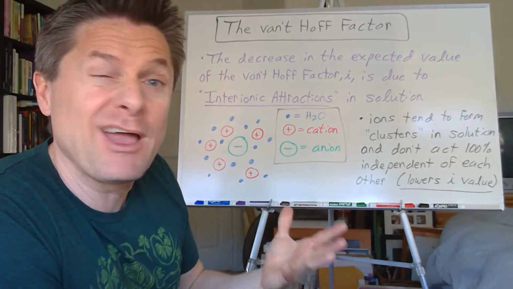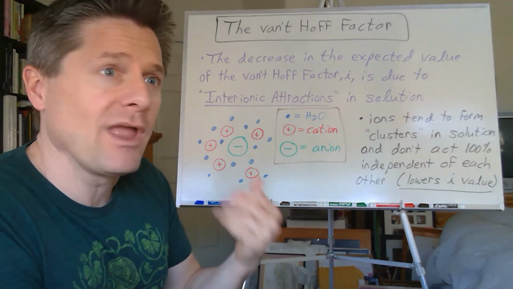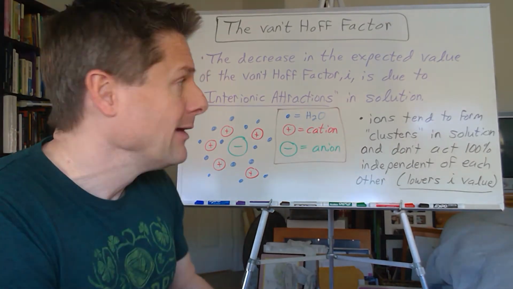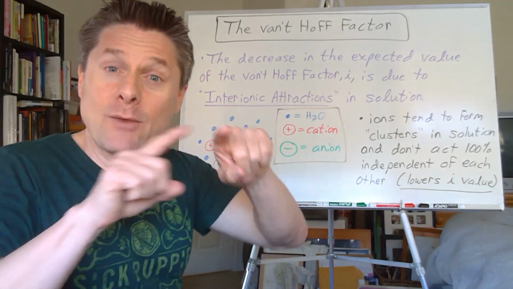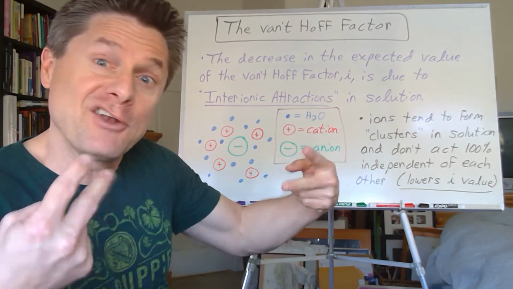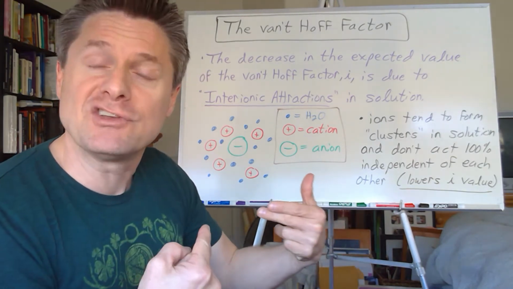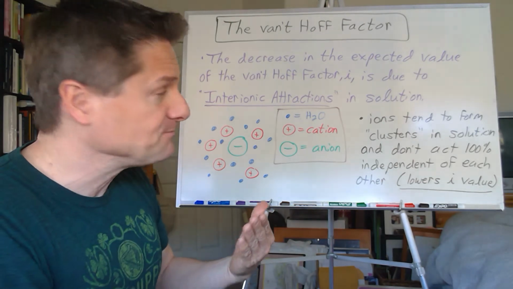Sometimes you'll hear the term ion pairing as well. So this decrease in the expected value of i, and like I said, for the sodium chloride, it was like 1.9-something versus 2. Why is that? Well, take a look in solution here. Normally we look at the anion with a bunch of water molecules around it with the hydrogens facing it, and we look at the cations with a bunch of waters around it with the oxygen facing it because of those dipole-induced dipole attractive forces.